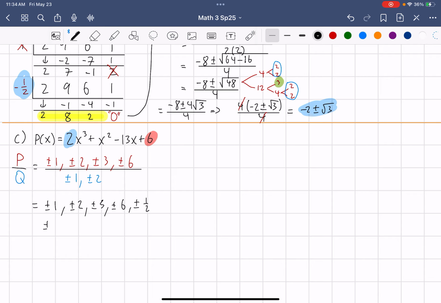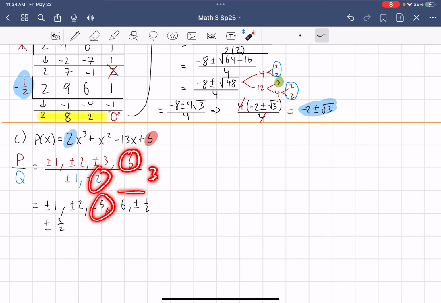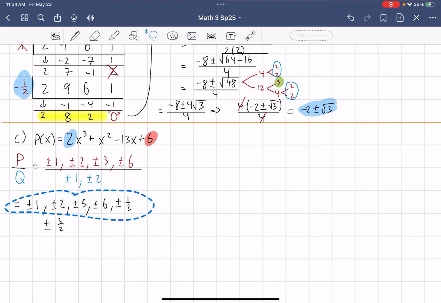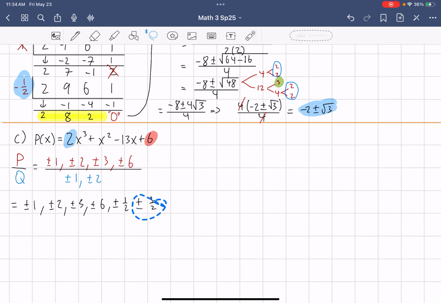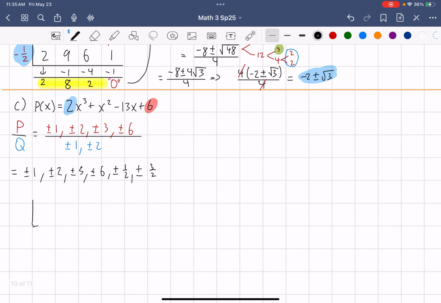3 divided by 2 gives us 3 halves. And 6 divided by 2 is 3, which we already have. So this is our entire list, which I'm going to move over so I can just fit this last possible zero. Remember, these are just possible zeros. And then we can use our synthetic division. Make sure you have 3, 2, 1, 0, all in descending order, no missing terms.